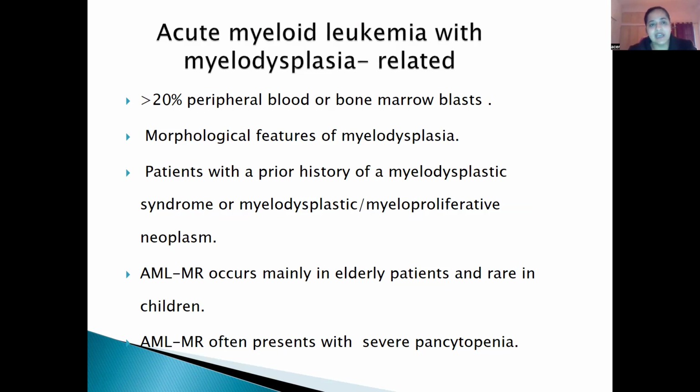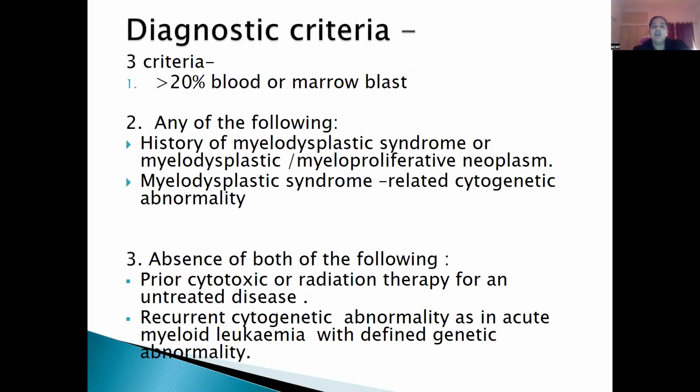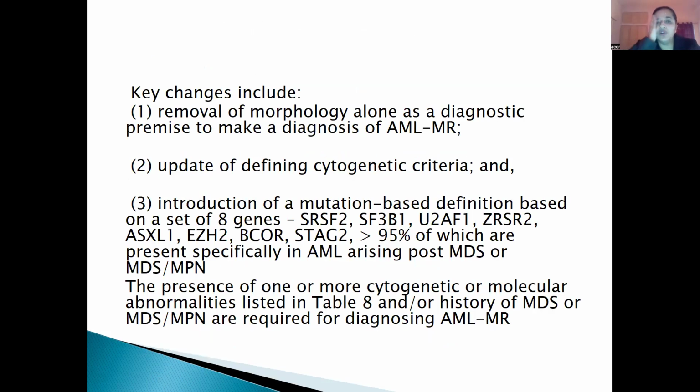And now the criteria is basically three criteria. That is greater than 20% blood or marrow blast, or any of the following: the history of MDS or MDS related cytogenetic abnormalities, or the absence of any radiation or recurrent cytogenetic abnormality. So basically, key changes include removal of morphology alone as a diagnostic premise to make a diagnosis of AML-MR. Only the morphology is not sufficient for calling it acute myeloid leukemia, myelodysplasia related.